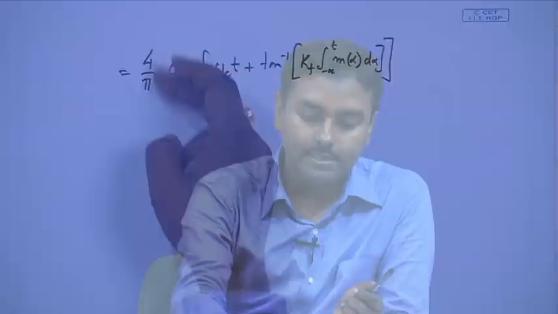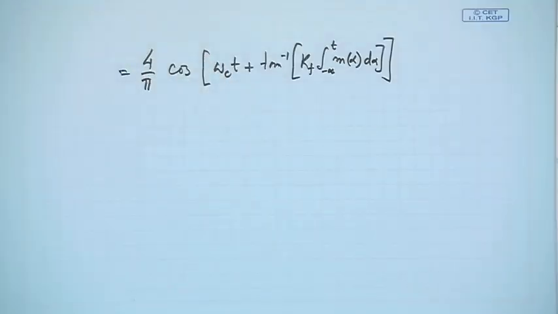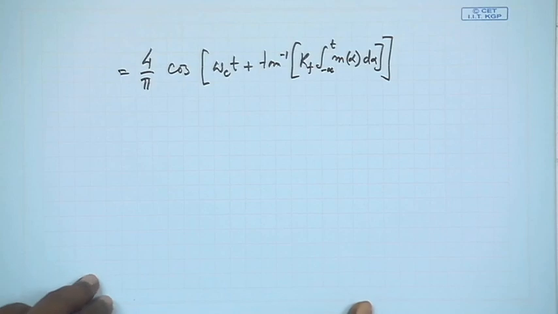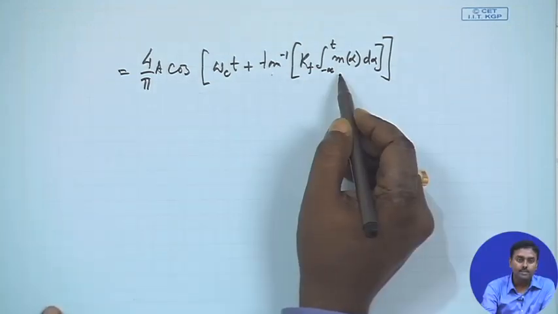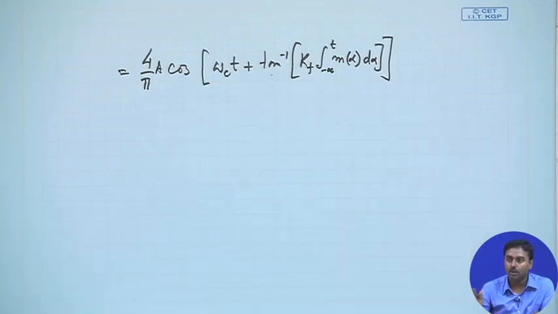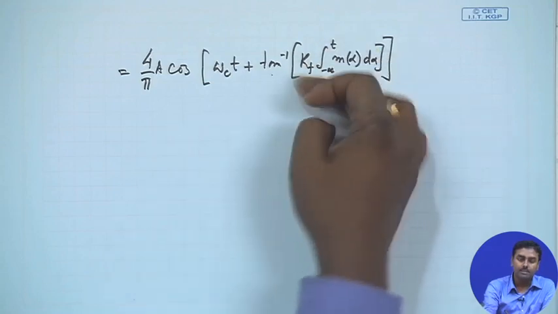Whatever amplitude variation it was having is all gone. I just have 4 by pi, and of course that A factor will still be there, because that was already there. Then I have cos of this. As long as tan inverse theta is equal to theta, I have an FM modulated signal, which will happen if this is small enough.